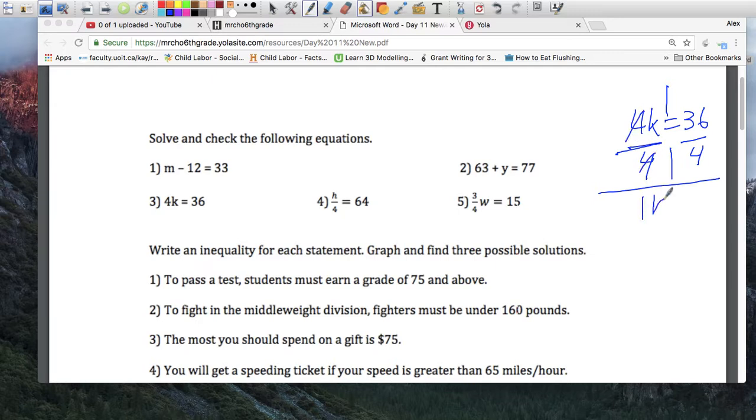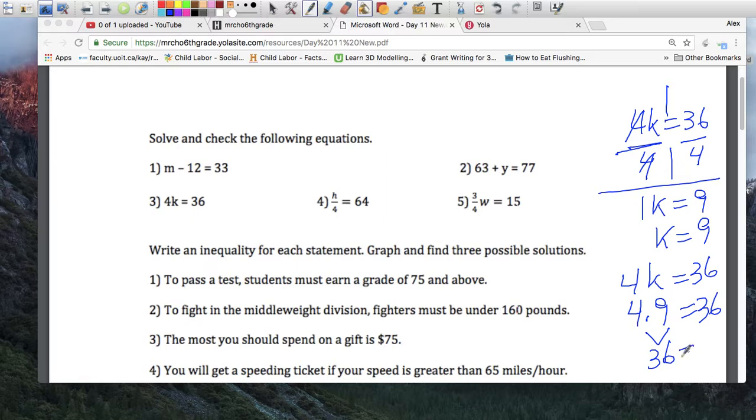So I get 1k, right? 4 divided by 4 is 1, and the k comes down. And 36 divided by 4 is 9. I don't need to write 1k, so I'd rather you just write k equals 9. Let's see if that's true. Let's copy the original equation. 4 times k equals 36. Replace the k with 9, so 4 times 9 equals 36. And we can tell that the left side equals the right side. 36 equals 36.